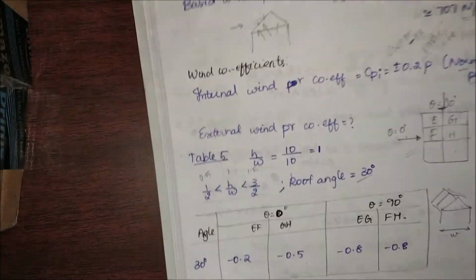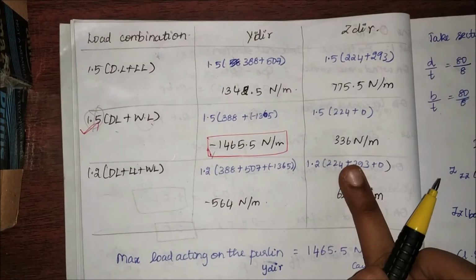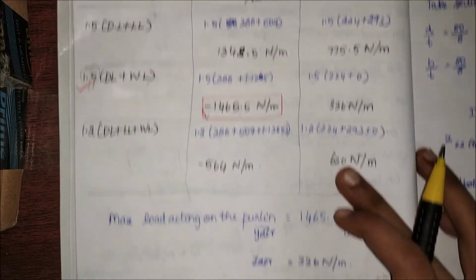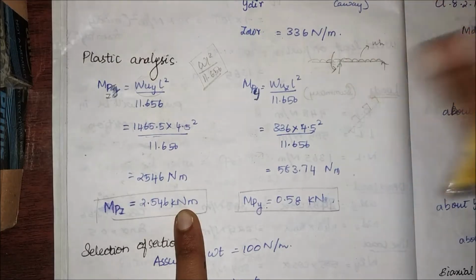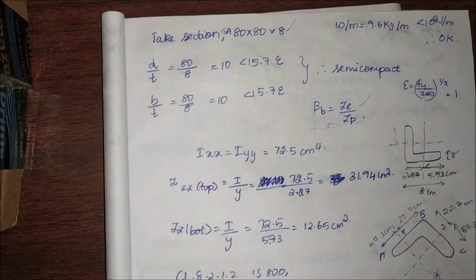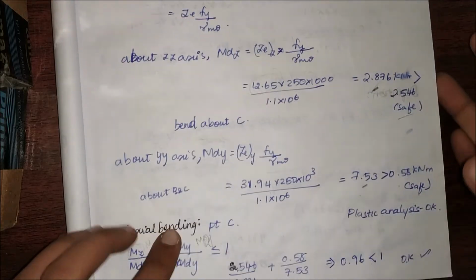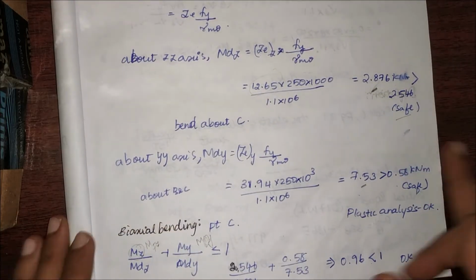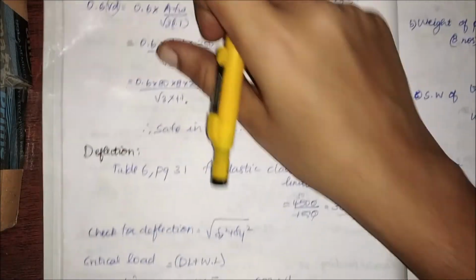After that, what we did was we found the load combination, and after finding the combination we went to plastic analysis to find the moment, and based on the moment we assumed a section, and for that section we made so many checks so that it passes in both bending, biaxial bending, shear check and deflection check.